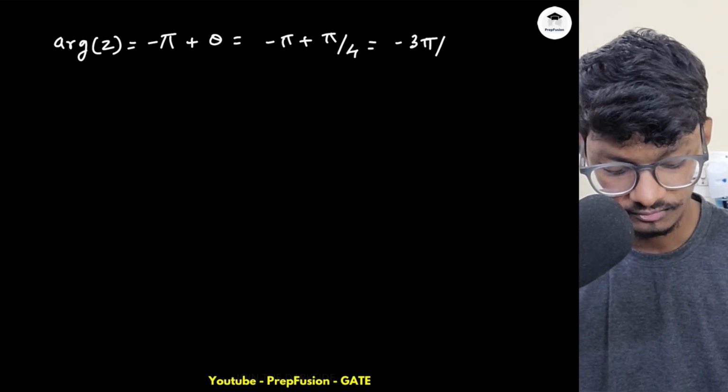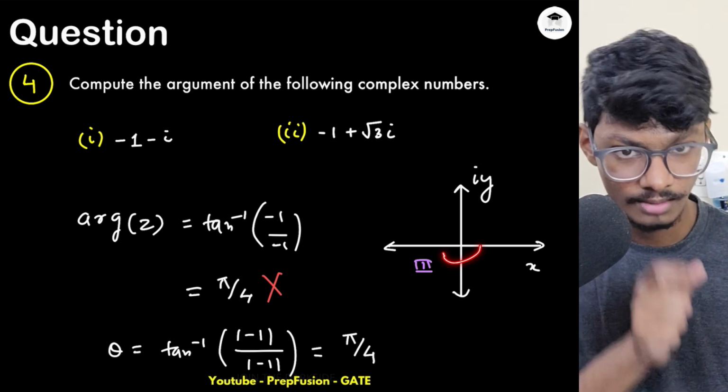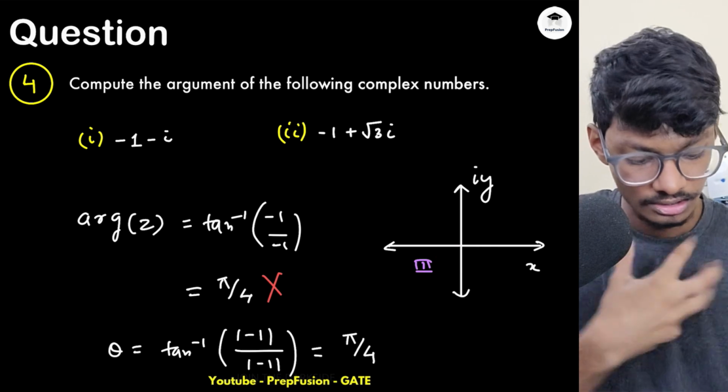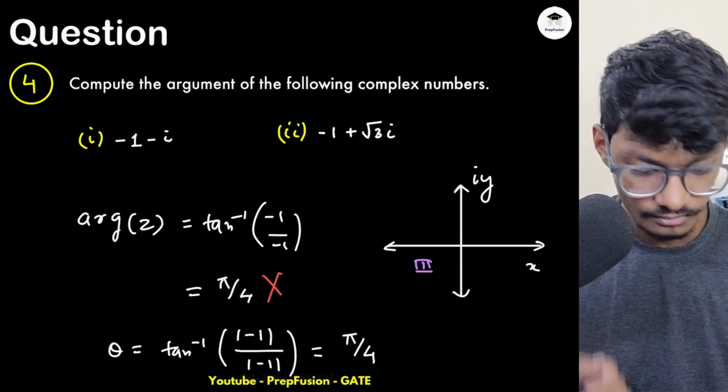So you see what the actual answer is, because I'm rotating somewhere less than pi in the clockwise direction. That's why the angle came like this. So from the angle result itself, we can also approximate whether my answer is correct or not. So this is the case.